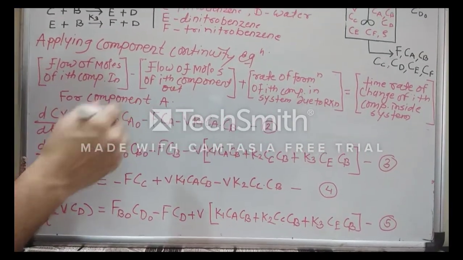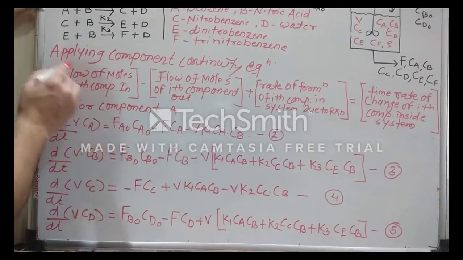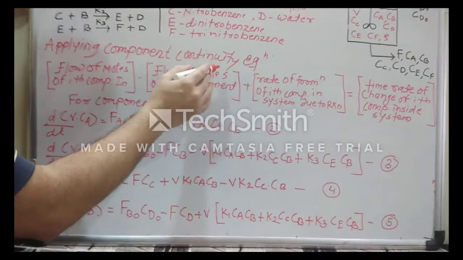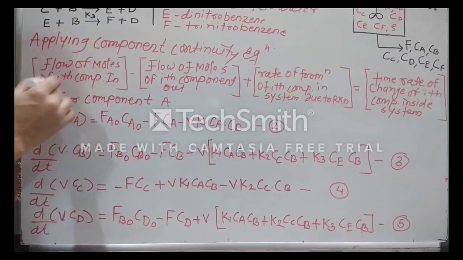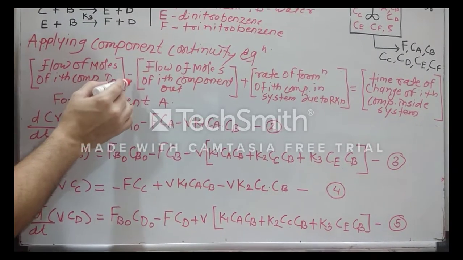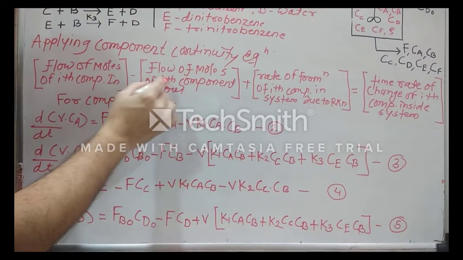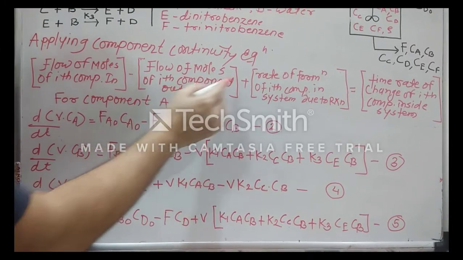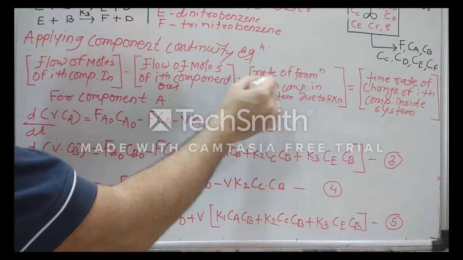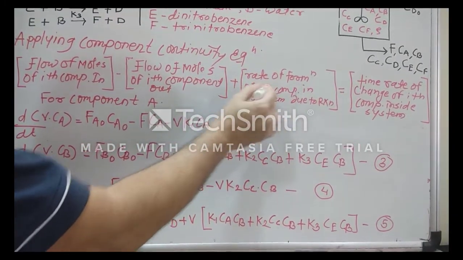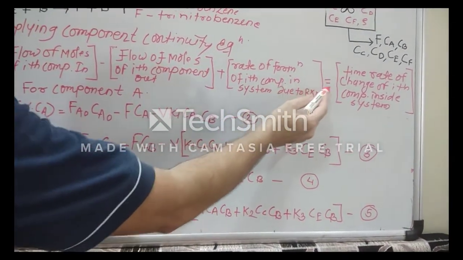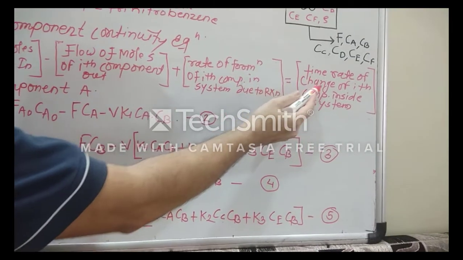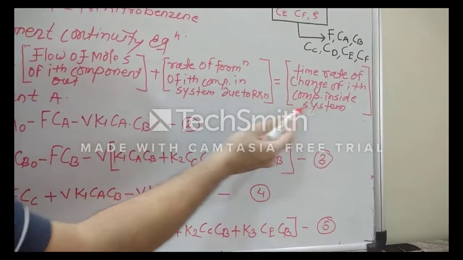Now we apply the next equation, that is the component continuity equation. The definition of component continuity equation is flow of moles of ith component into the system minus flow of moles of ith component out of the system plus rate of formation, or we can say rate of disappearance, of ith component in the system due to reaction, equals the time rate of change of ith component inside the system.